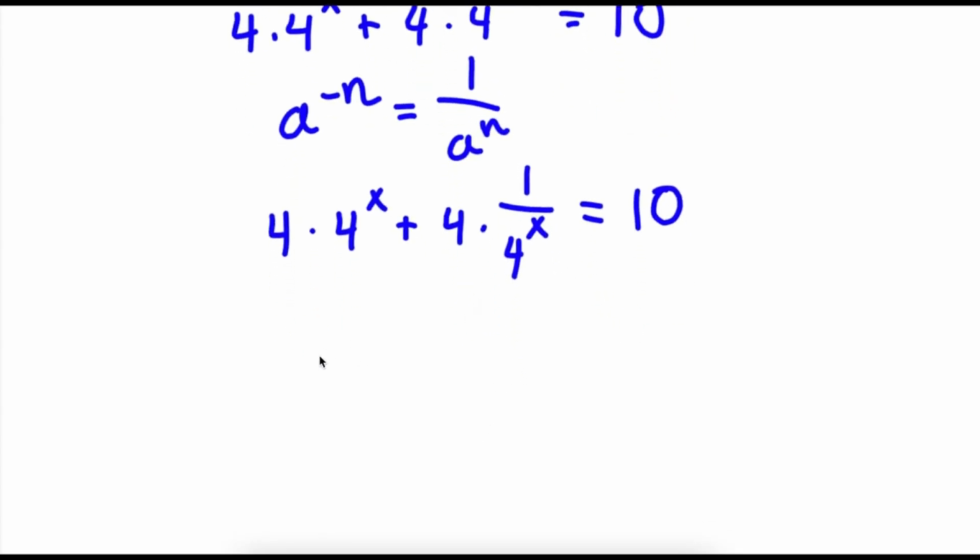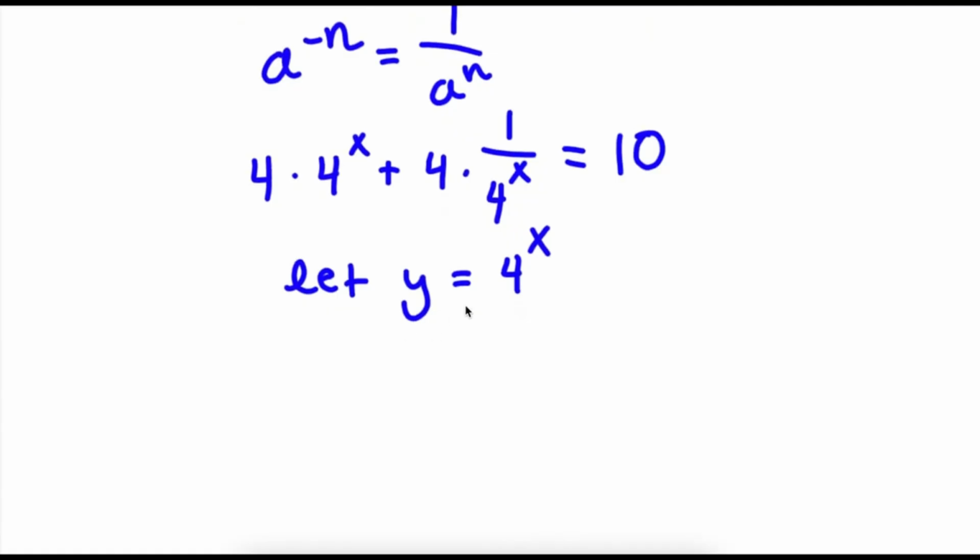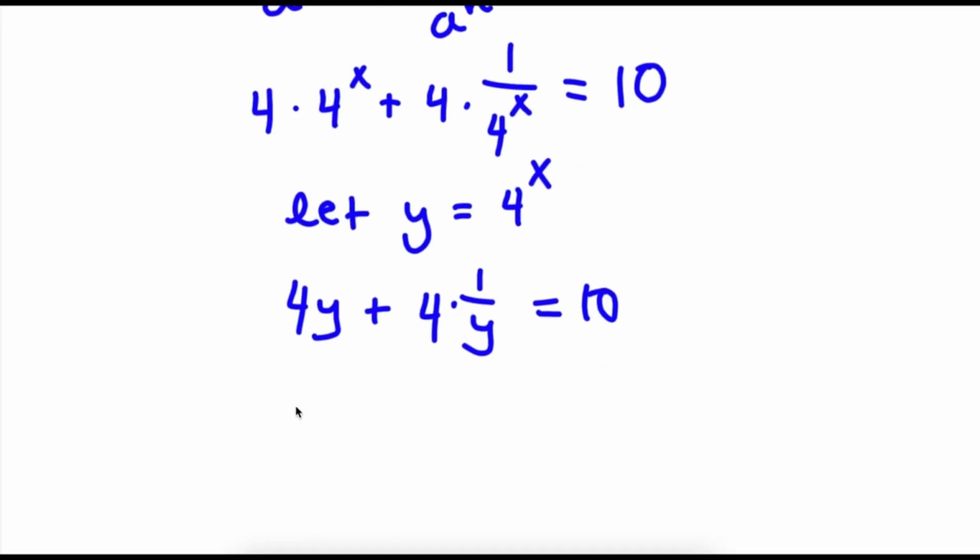Now what I'm going to do is I'm going to let y equal to 4 to the power of x. So now if I substitute in 4 to the power of x for y, I get 4 times y, so 4y, plus 4 times 1 over 4 to the power of x, so 4 times 1 over y is equal to 10. Now 4 times 1 over y, that's the same thing as 4 over y is equal to 10.